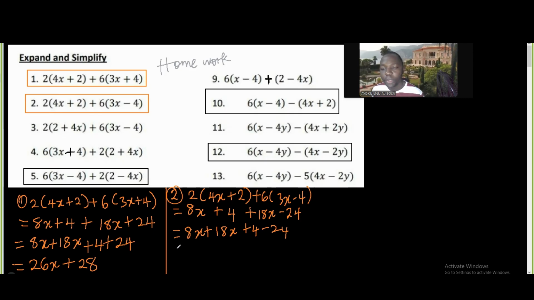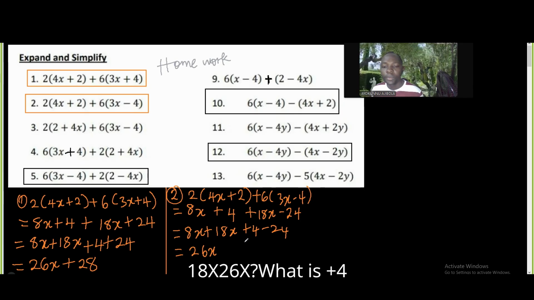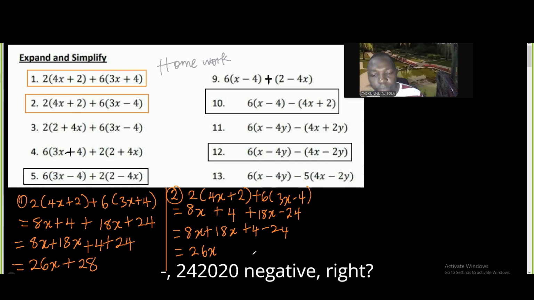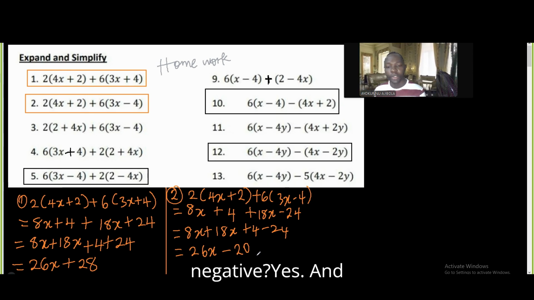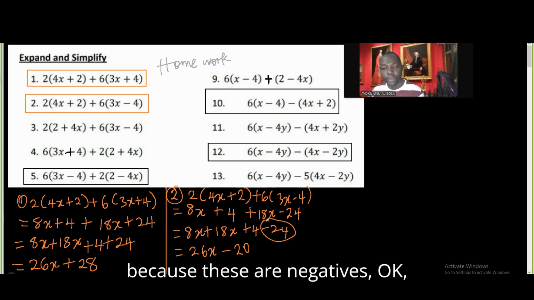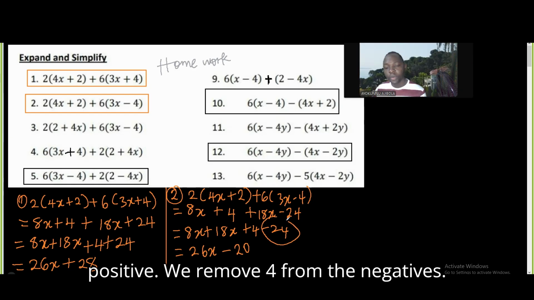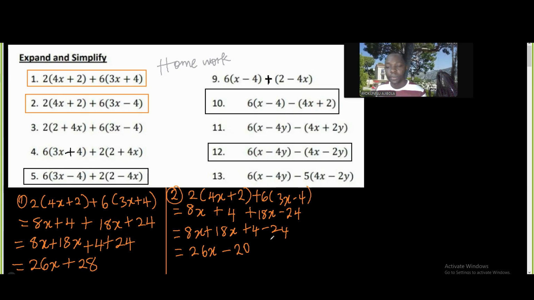What is 8x plus 18x? 26x. What is positive 4 minus 24? Negative 20, right? Are you sure it's negative? Yes, because these are negatives. Then this is positive. So for positive, we remove 4 from the negatives. Then we have 20 negatives.